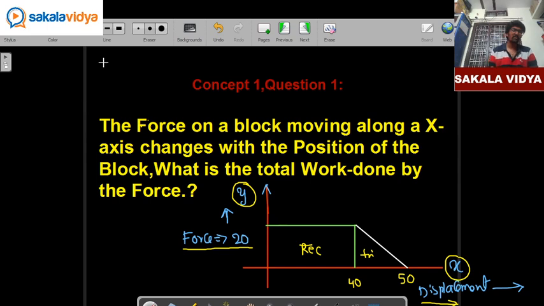So according to our previous concept, the area under the curve which is plotted between force versus displacement is going to give our work done. So simply, the area of this rectangle and the area of this triangle is going to give your work done. Okay, let us solve this question.